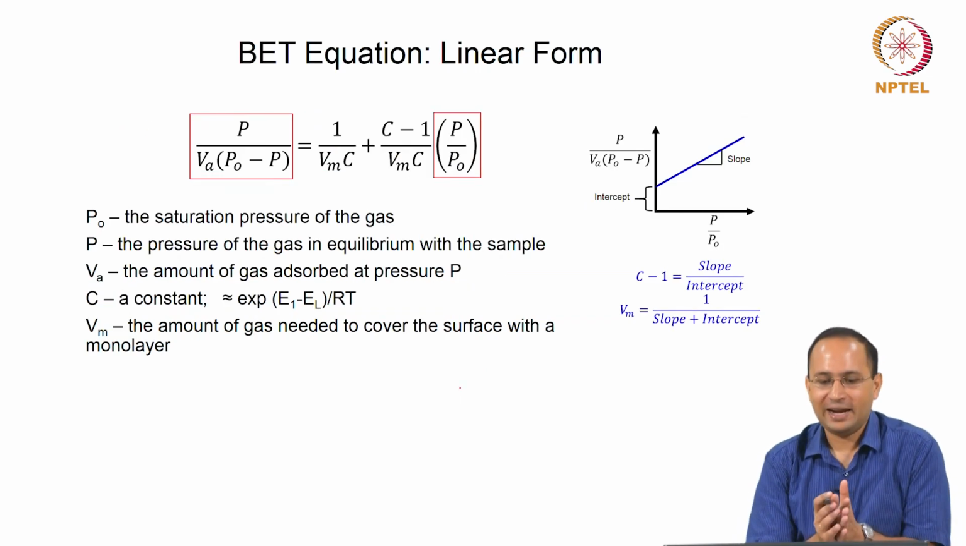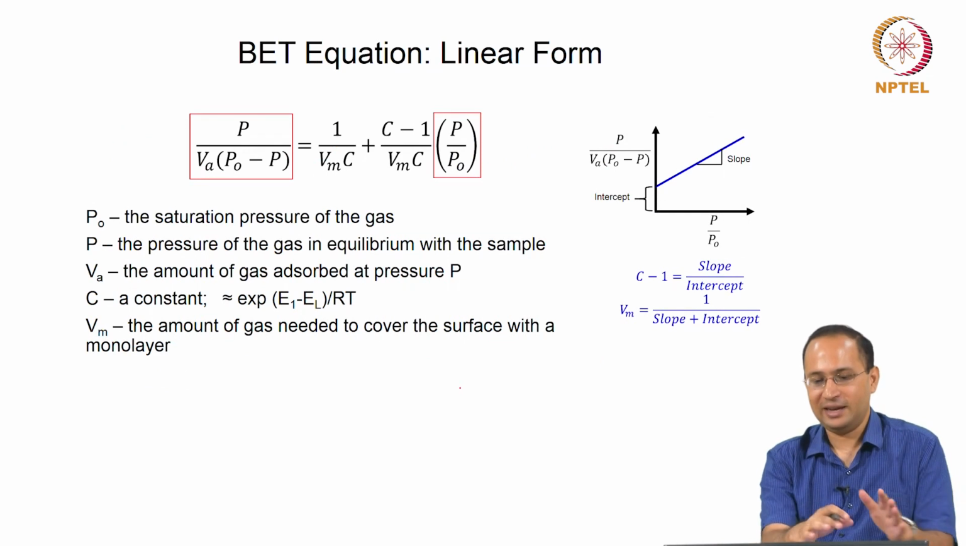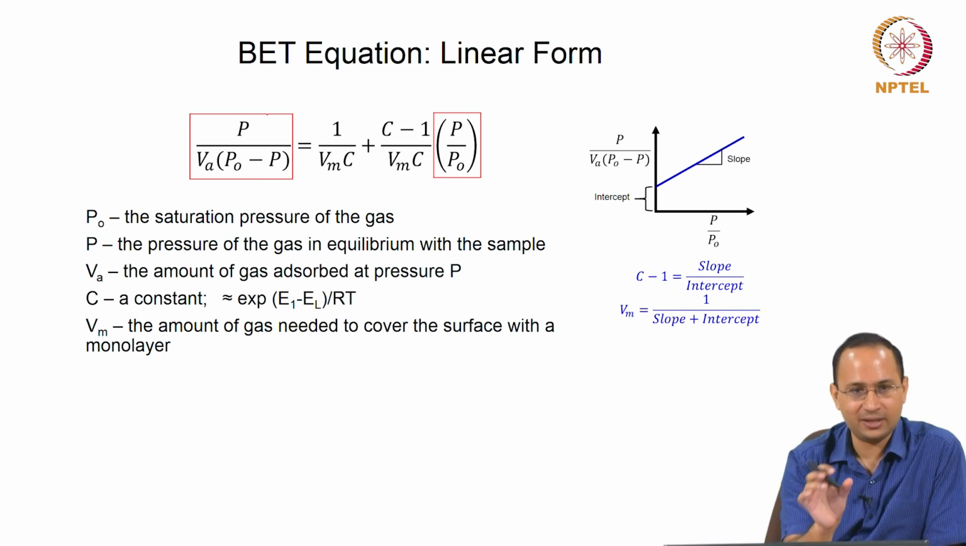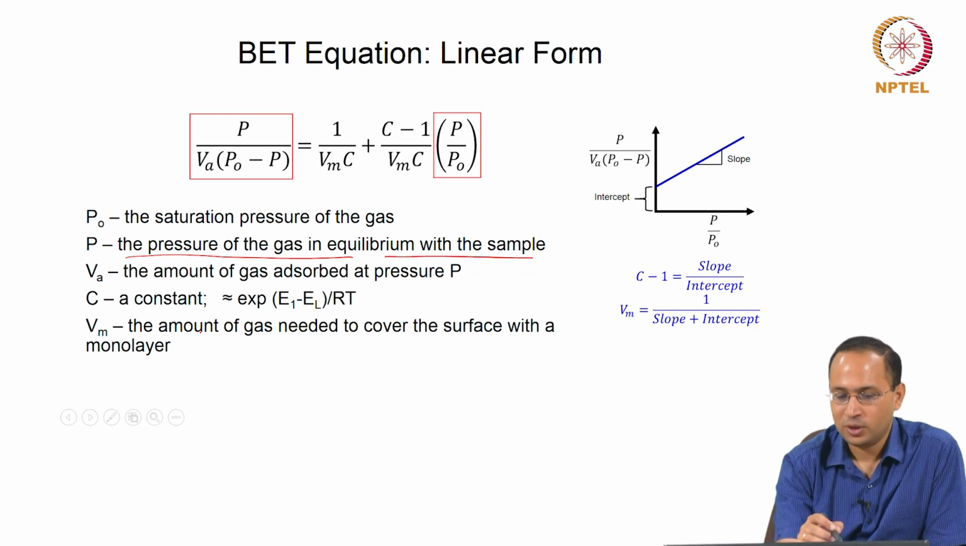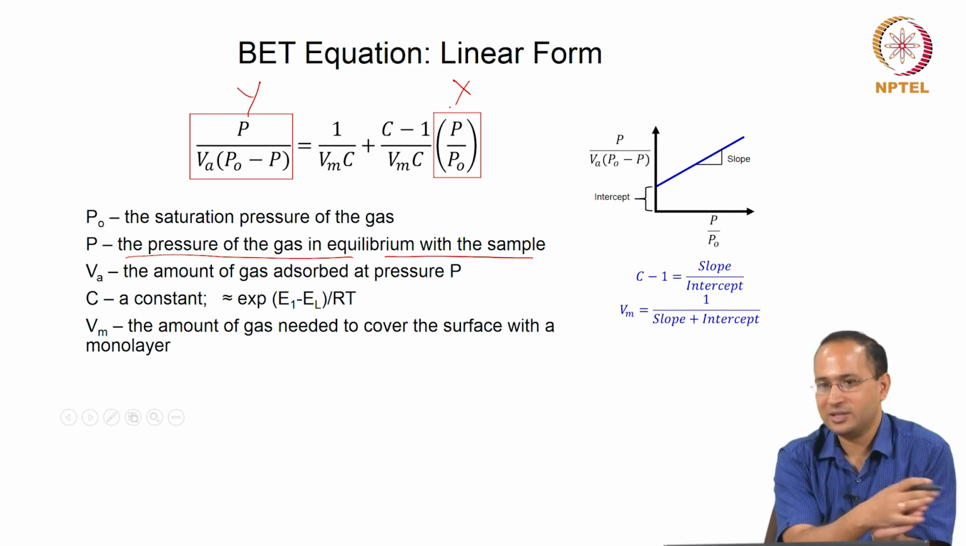Now, that equation can be written in linear form also. This is not linear, but the same thing you can write in linear form as this. P over Va times P0 minus P equals 1 over Vm, and everything else you know. P is the pressure, Va is the amount of gas adsorbed at pressure P, P0 is the saturation pressure of gas, and P is the pressure of gas in equilibrium with the sample. All these things you know. So, suppose this is y, this is x, we can write the same equation in this form.